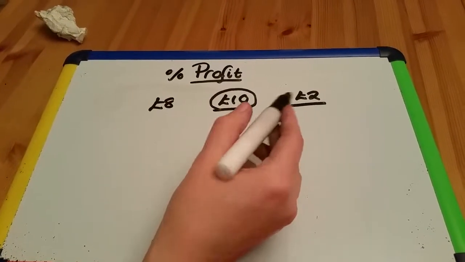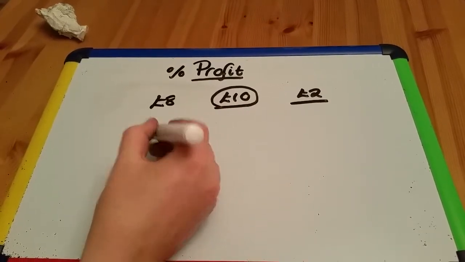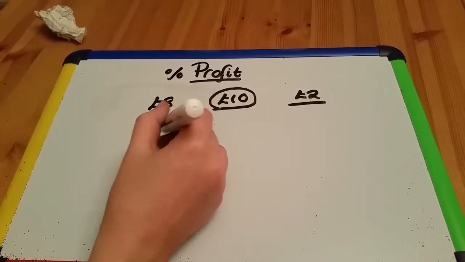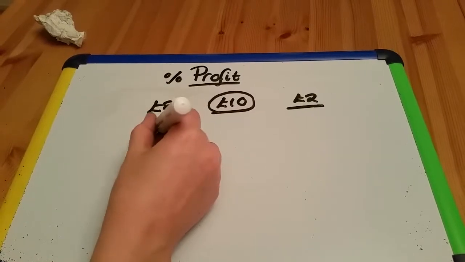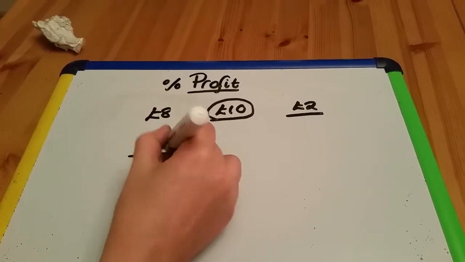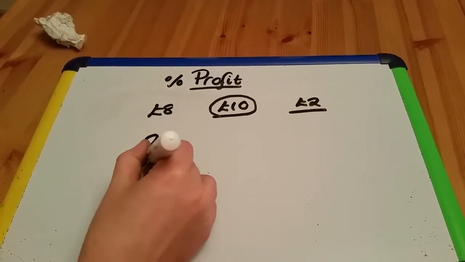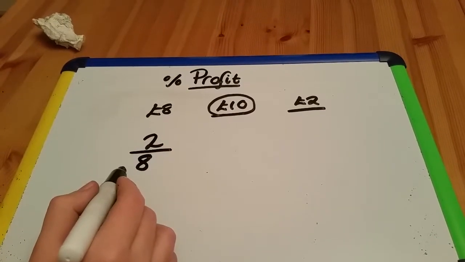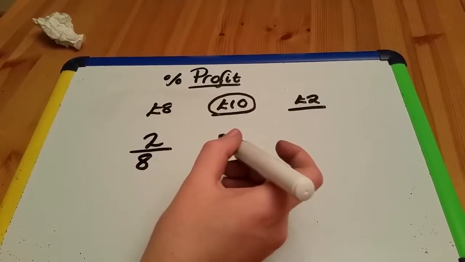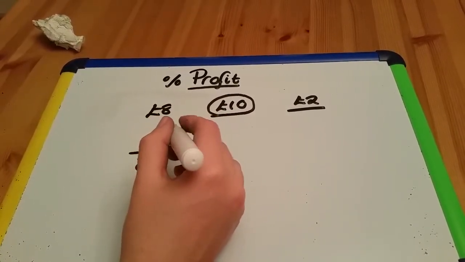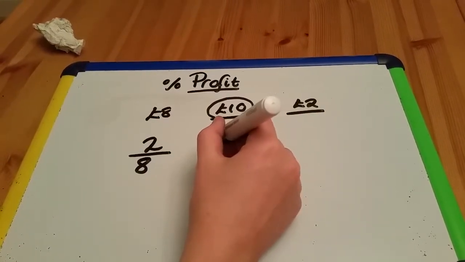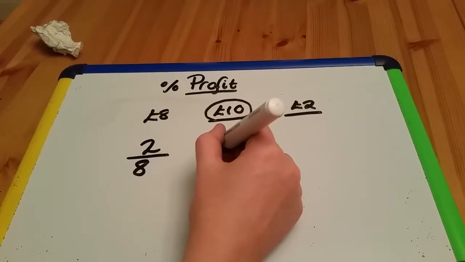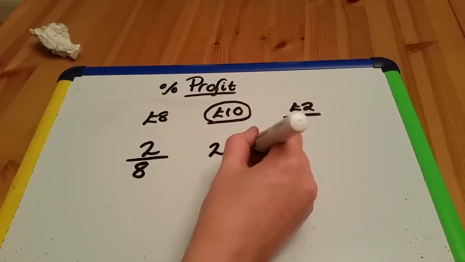So let's have a look. How could we do that? £2. Let's first of all change it into a fraction. So you made £2 on top of the original 8. There I have it, a fraction straight away. To change that to a percentage, all I have to do is divide the top number by the bottom. 2 divided by 8.